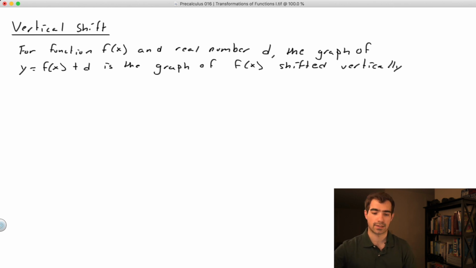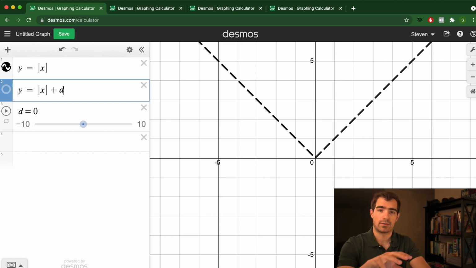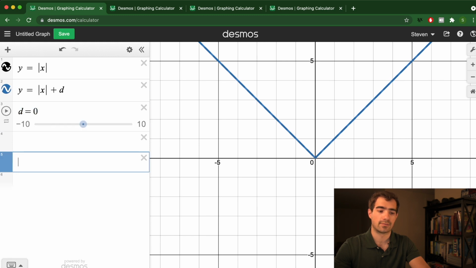And so let's see if we can take a look at how this might work. Let's consider the graph of y is equal to the absolute value of x. This is pictured here with the dashed black line on the right, but also below this you can see I have the equation of the absolute value of x plus that quantity d. Now if I click this on, you'll see it just looks exactly the same, but that's because here d is set to equal 0. If we change d, however, and we can do so with this slider, we'll start to see this graph shift up and down.